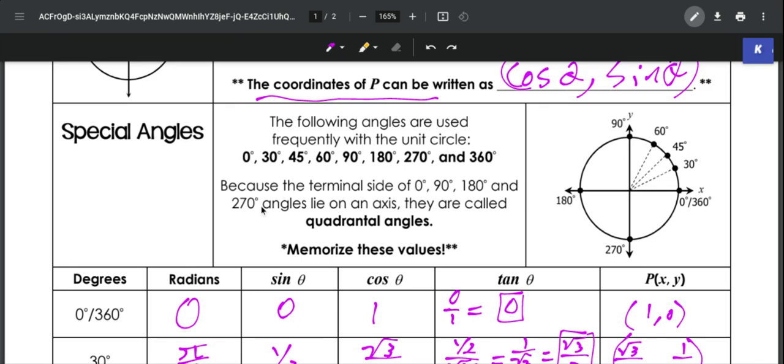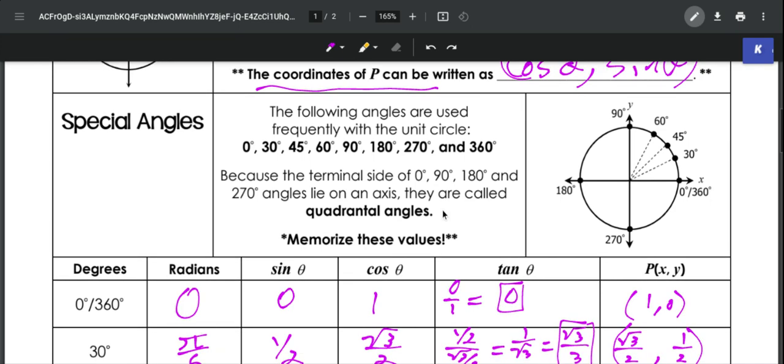0, 90, 180, and 270 are all on an axis. I don't even know how you'd say that. So it'd be quadrant, I guess. Either way, they're just quadrant angles, because they're on those x and y axes. You don't really need to know that, but it's just some added information.